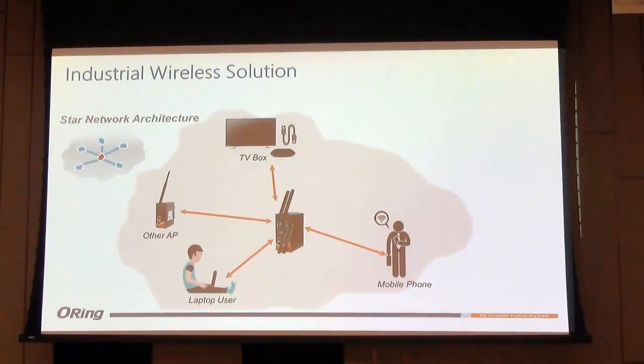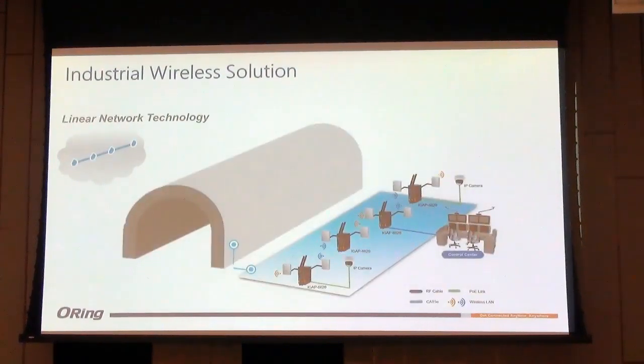The first one is the star topology, which is the most typical and popular topology. You just need to set one access point to serve the surrounding devices. And second is the linear network topology. As in the slide, the network is connected as a line, and access points are set from the head of the tunnel to the end. So we can set an IP camera and transmit data from the head to the control center through the wireless connection.